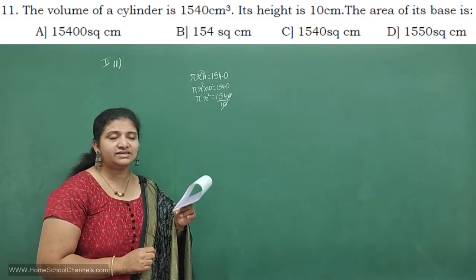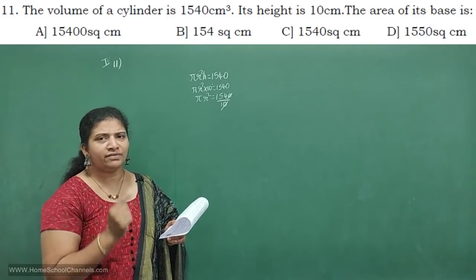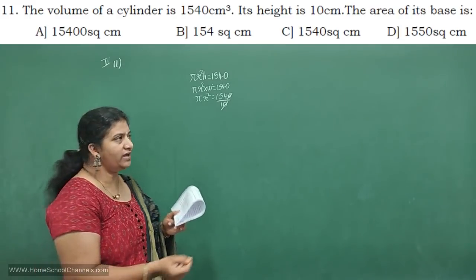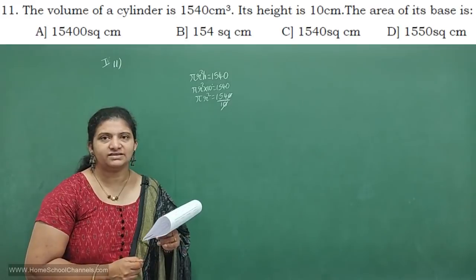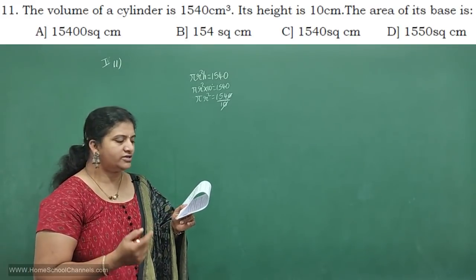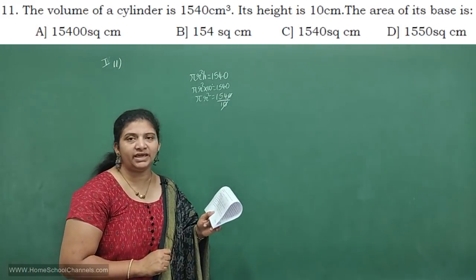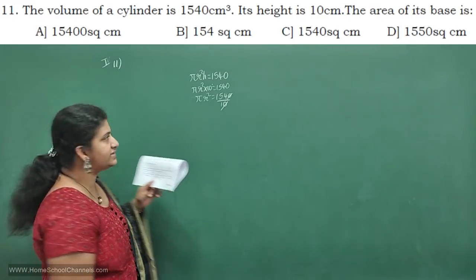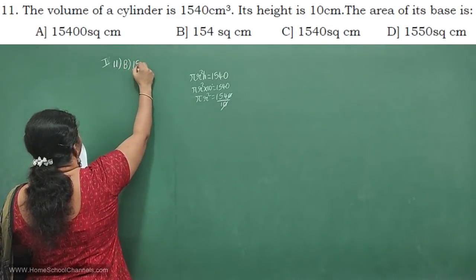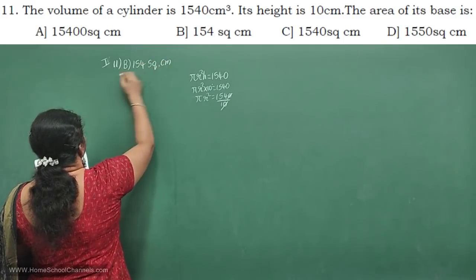What did they ask here? Area of its base. Cylinder area of a base is a circular shape. Area of a circle is pi r square, and therefore its answer is 154 square centimeters. Which option is right here? Option B, 154 square centimeters.